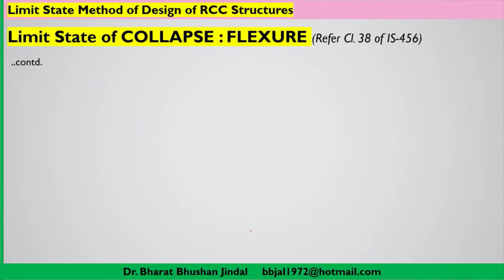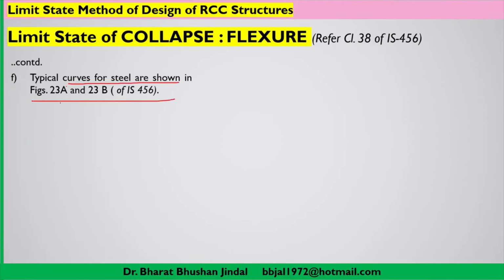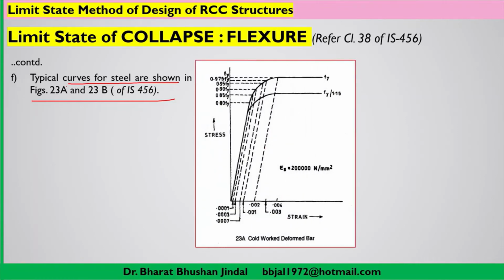Now in continuation to the previous slide, we will be taking into consideration these typical curves for steel which are given by IS 456 in figure number 23A and 23B. So this is figure number 23A where cold worked deformed bars are to be used. So this is the stress strain graph for that particular type of steel. So accordingly this will be the actual stress strain graph for that type of steel, and fy is the yield strength.